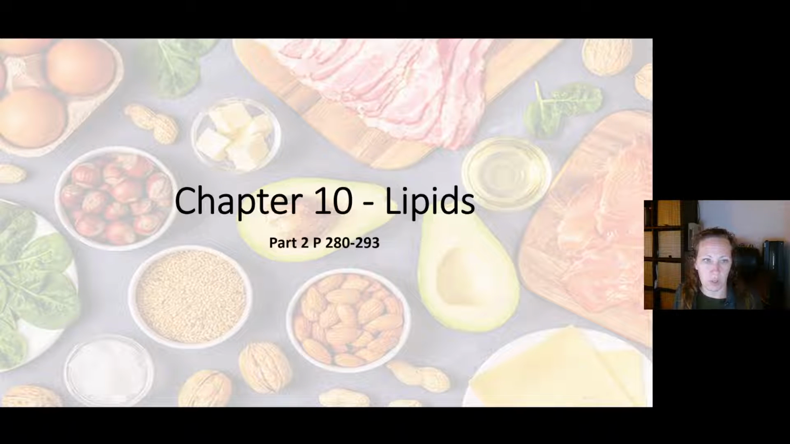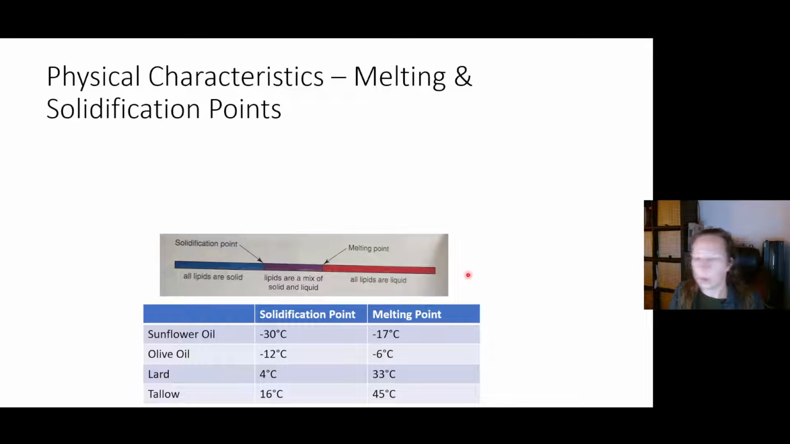Hello, now we're going to do part 2 of chapter 10, talking about the attributes and functions of lipids in foods, and then we'll go into the diet. First we're going to get into physical characteristics of lipids, and there is a list of physical characteristics in several subsections in the book. The first is the melting and solidification points.